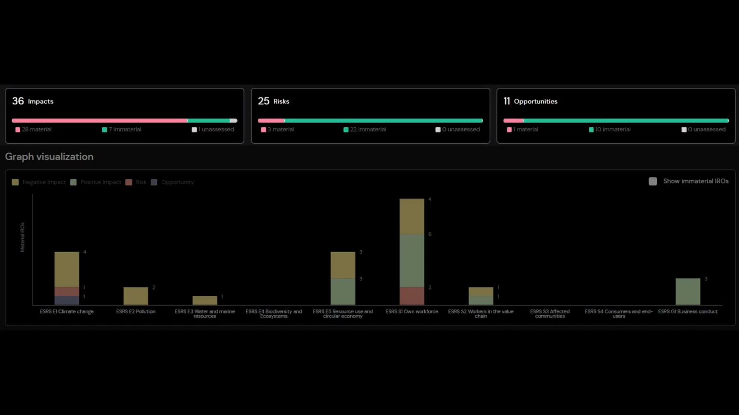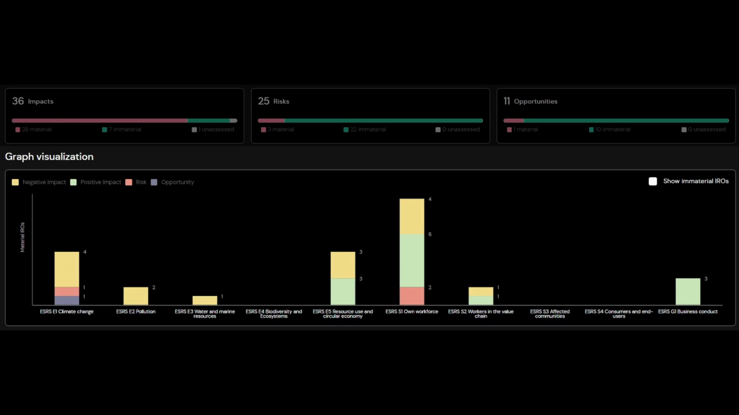When it comes to what's material, we'll see that the impacts were more likely to be material. There are 28 material impacts out of the 36 that were identified, whereas we only see 3 material risks and one I think that is a material opportunity. So whilst a number of risks and opportunities were identified, most of them fell below the materiality threshold. However, a vast majority of impacts were above the materiality threshold. We can then skip into the bulk of the assessment. So we'll start off just looking at the material IROs. As you can see, there are a couple of topics for which there are no material IROs.